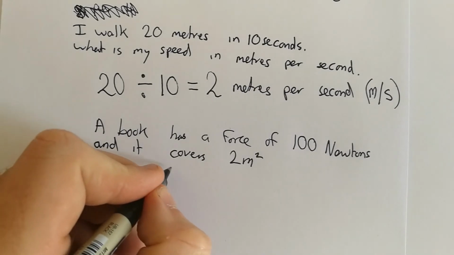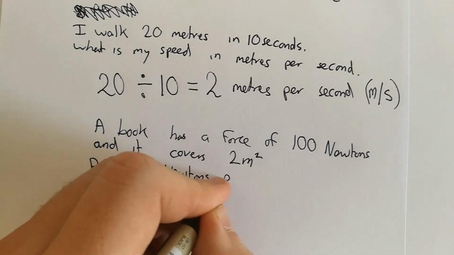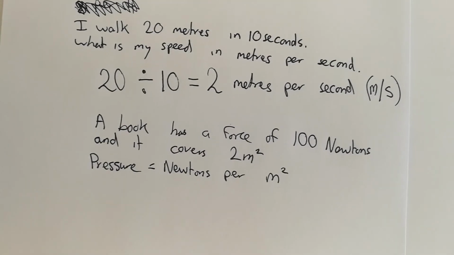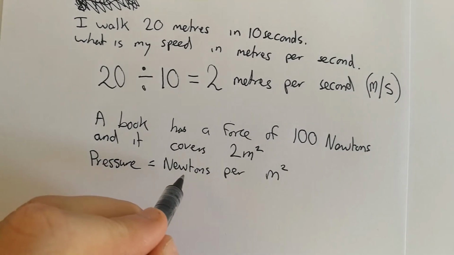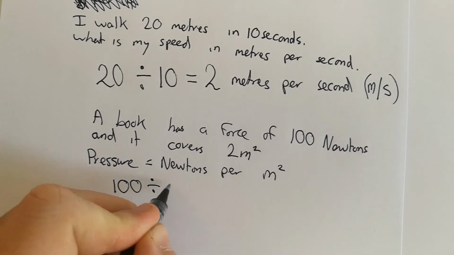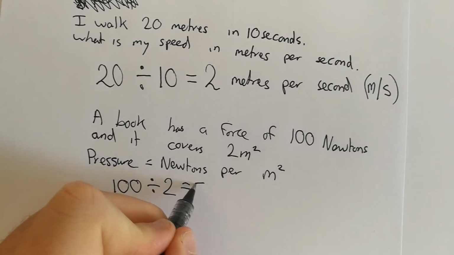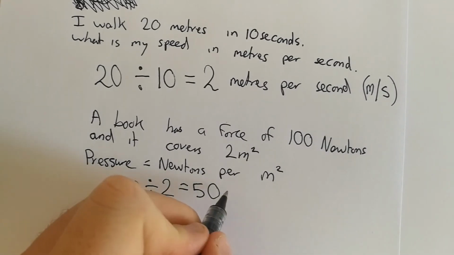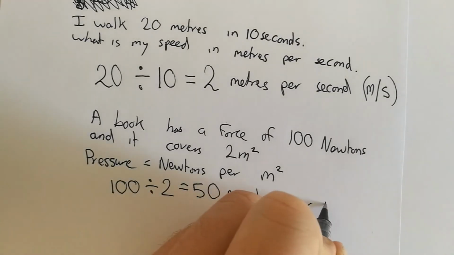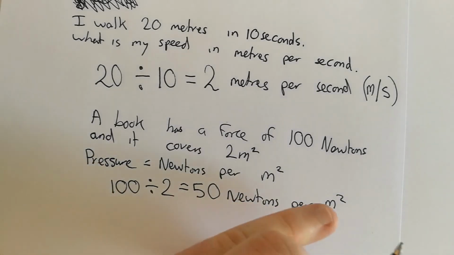But anyway, pressure equals newtons per meters squared, or square meter. And we just do newtons 100, per, which is divide, and then meters squared, which is 2. So 100 divided by 2 is 50 newtons per meter squared. And that's another example where the word per will come in.